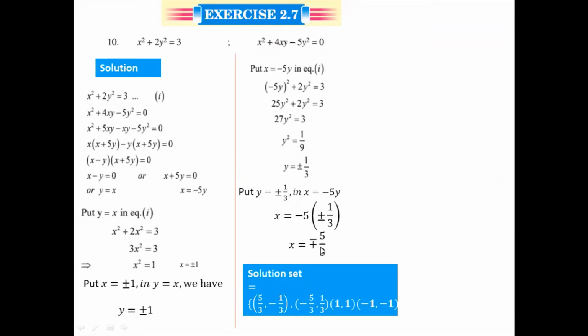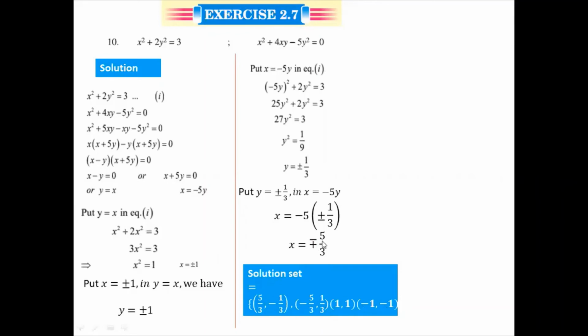So now we have to write the solution set. Here we have x is plus minus 1 and y is plus minus 1. So we take this plus 1 with plus 1 for y, so plus 1, plus 1. So this is one solution. When x is negative, y is negative, so x is minus 1, y is minus 1. Here when x is minus 5 by 3, we have y is plus 1 by 3. So minus 5 by 3, plus 1 by 3.